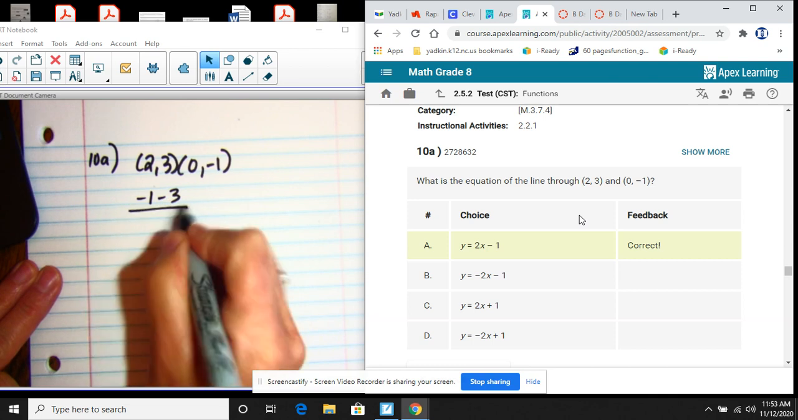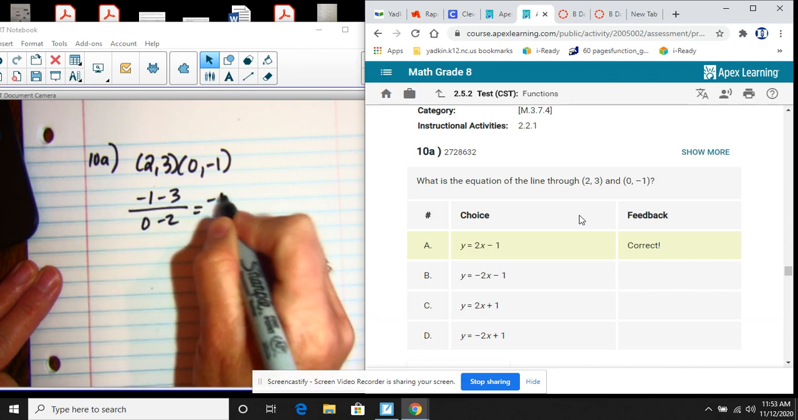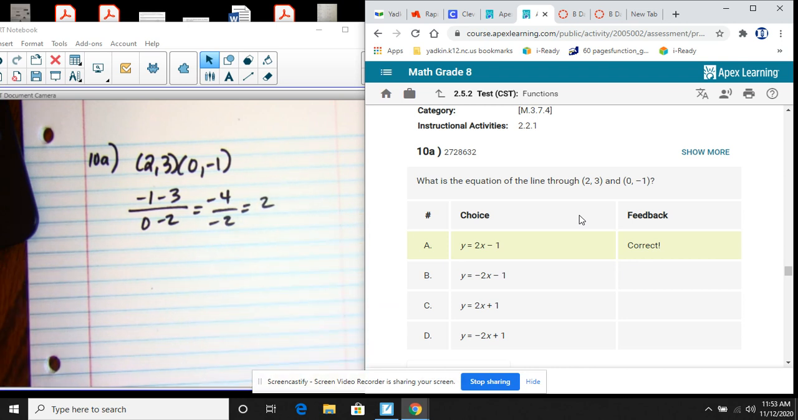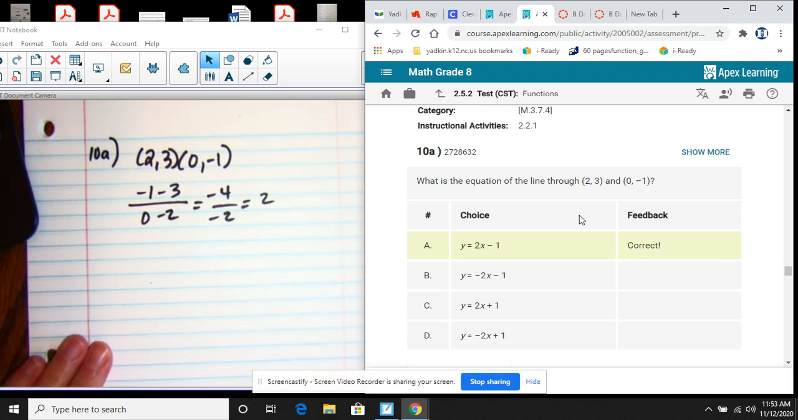-1 minus 3 over 0 minus 2 is a -4 over a -2, which is a +2. So your slope is a +2. So we can eliminate B and D. It's either going to be A or C. I know you can see what the answer is, but if you couldn't.